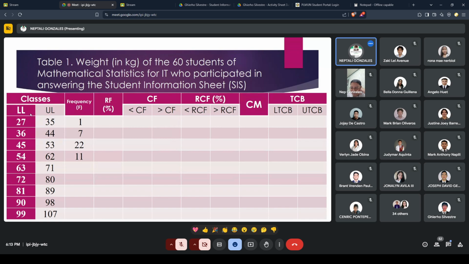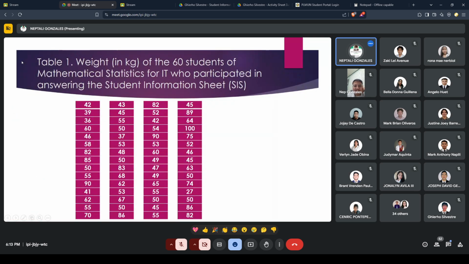So again, in constructing a frequency distribution table, if you are wrong in the lower limit, the rest will be wrong. If you are wrong in frequency, the rest will be wrong. So just make sure that you count each and every data given. So next, how many? From 63 to 71.